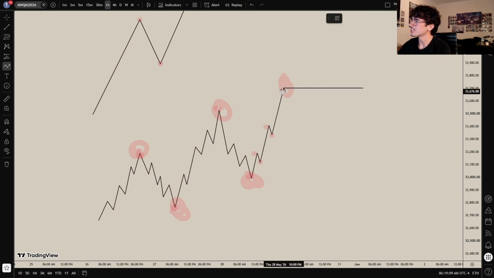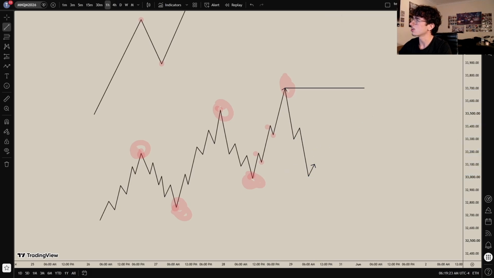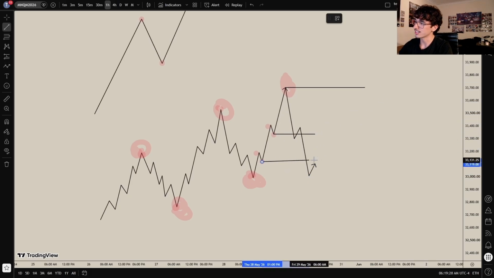So what I want to see happen first is us to push down and take internal liquidity. I want internal liquidity to be taken. We can just take that, or we can go and take that. We can take as much internal liquidity as possible. The more taken, honestly, gives better confirmation of your trade. But I just want to see this internal liquidity being taken.